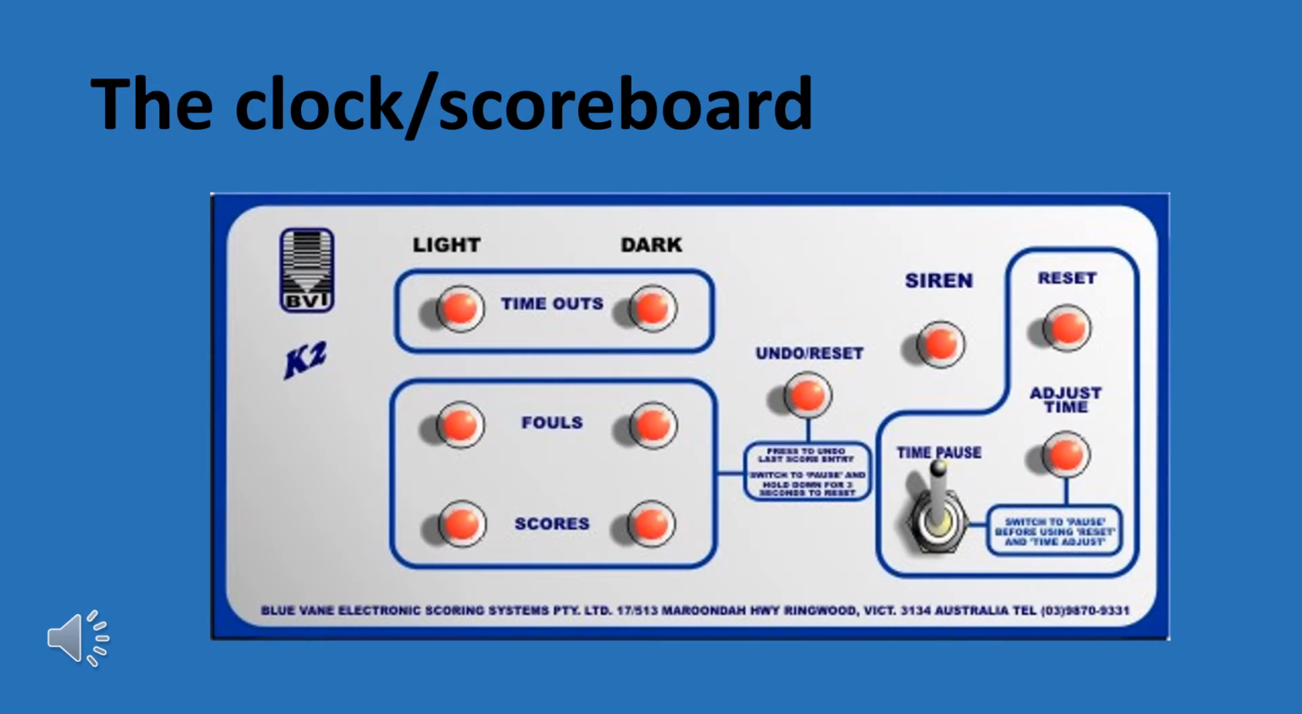The purpose of this role is to display the progress of the game on the scoreboard. Many of the control panels look similar to this, and you've probably seen it before. The first thing to do is to clear the scoreboard from the previous game. Make sure the clock is switched off by switching it upwards, then hold the undo reset button until you see the scores, fouls and timeouts clear from the scoreboard.